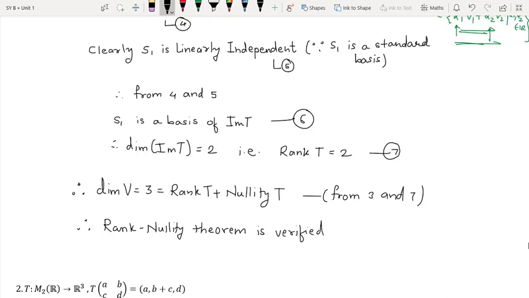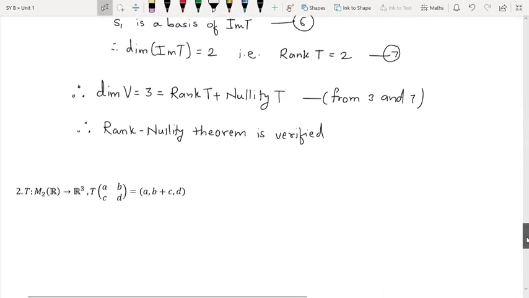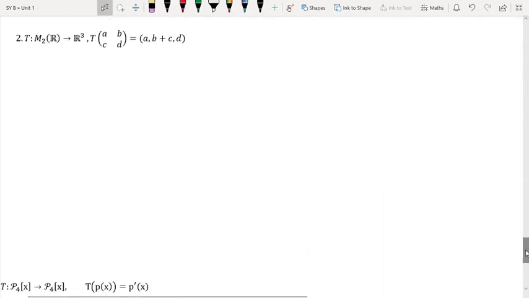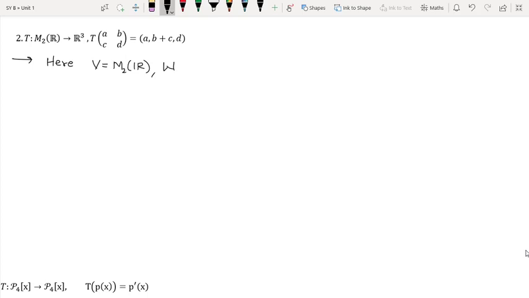Now let us go for the next example. This one. So I will write over here, what is our V, M2 of R, what is our W, that is R3, we know. Now one thing is important in the rank nullity theorem. If we want to verify the rank nullity theorem, obviously you should know the dimension of the domain. So in this case, what is the dimension of V? That is 4, because it is M2 of R.